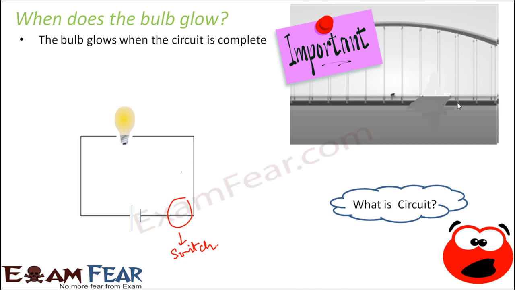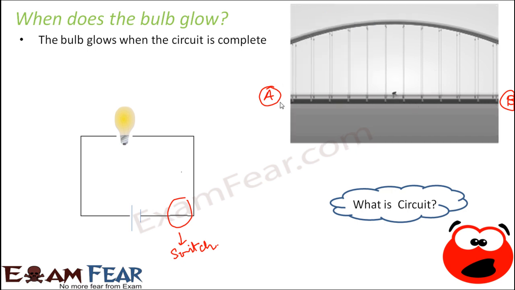Let's say there is a bridge and this bridge connects two towns A and B. You can see a cyclist here, a person on a cycle. Now this person wants to reach from A to B. So what will he do? He will ride on his cycle and he has to cross this bridge in order to reach B from A. Right? So what he needs is this complete path over which he will ride his cycle.